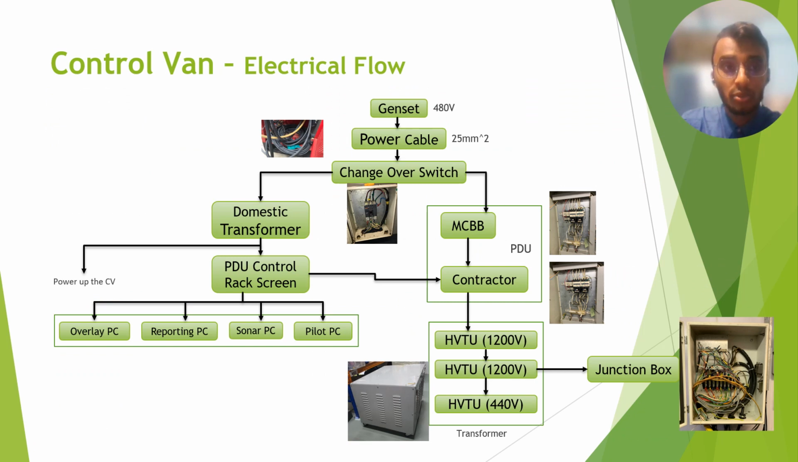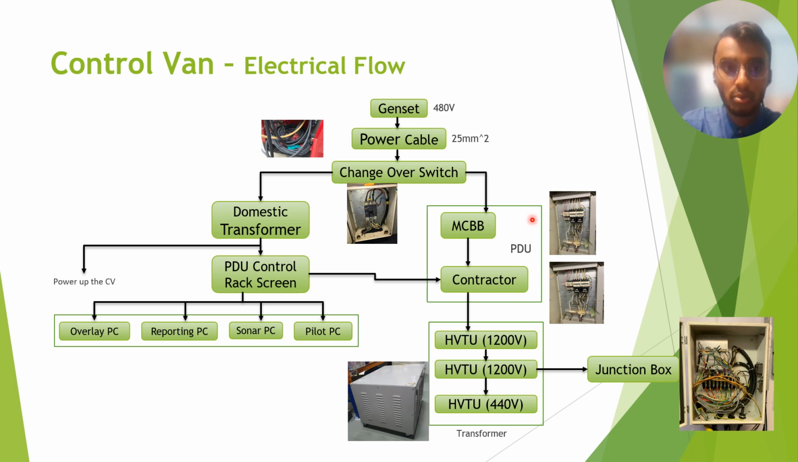Now I would like to talk about the control van electrical flow. Control van will get power from the genset, which is 480 volt. It will send to the power cable, and the power cable will send it to the changeover switch. This is a picture of the changeover switch. It will be divided into two. First is the domestic transformer and the second one is the PDU.